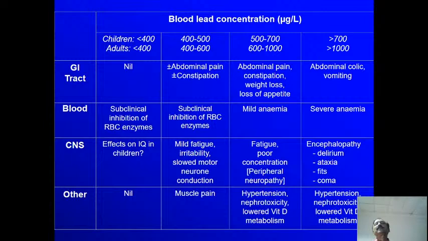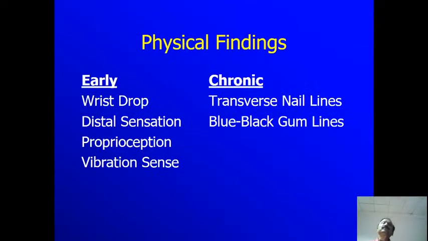The other problems which can occur are muscle pain, hypertension, nephrotoxicity, and lowered vitamin D metabolism. The physical findings which you can get are a typical wrist drop, loss of distal sensation, loss of proprioception, vibration sense loss, all these features of CNS problems. And the chronic problems which can occur are transverse nail lines, lines on the nail, or a blue and black line on the gum lines.